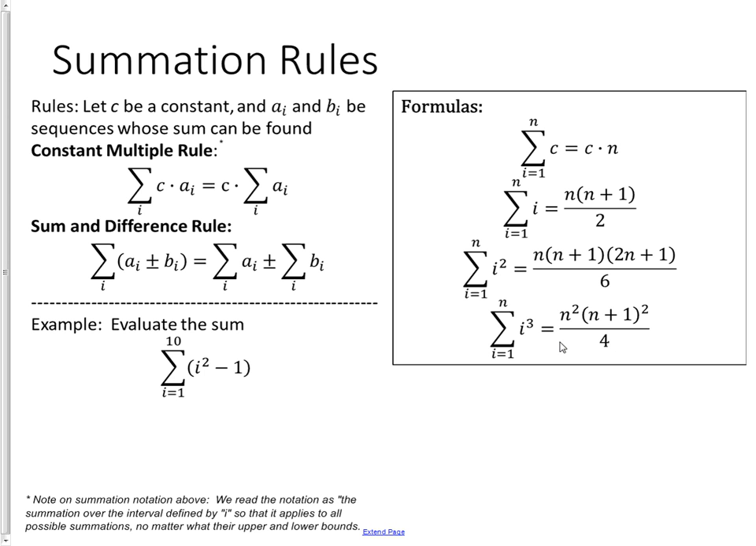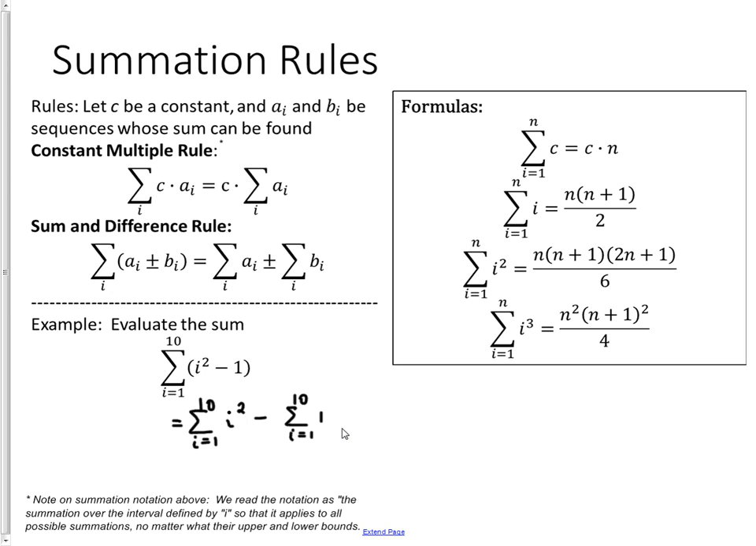So how would these rules be used to help us evaluate this sum? In this case, we've got the sum from i equals 1 to 10 of i squared minus 1. Let's see how this would work. First of all, we can apply our sum and difference rule. In this case, that's the sum from i equals 1 to 10 of i squared minus the sum from i equals 1 to 10 of 1. In the first term, we're going to use our i squared summation rule. And in the second case, we're going to use our constant summation rule.